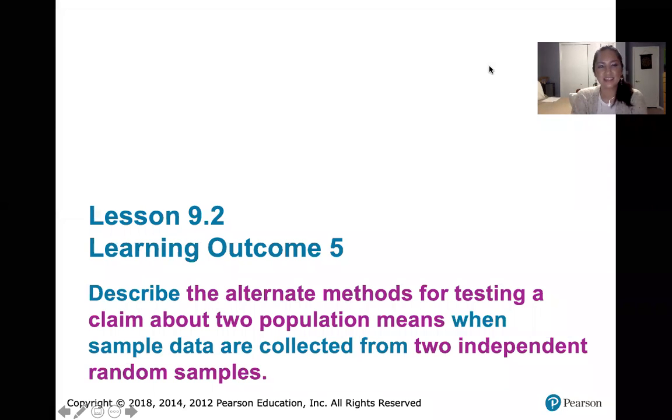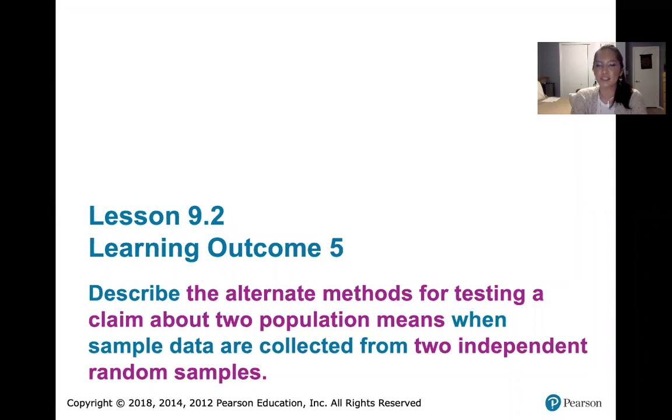In this video, we discuss learning outcome number 5 for lesson 9.2, which is about alternate methods for testing a claim about two population means when the sample data collected are from two independent random samples. Now, we've already talked about the p-value method, the critical value method, and the confidence interval method in the case when the population standard deviations were unknown and not assumed to be equal to each other.